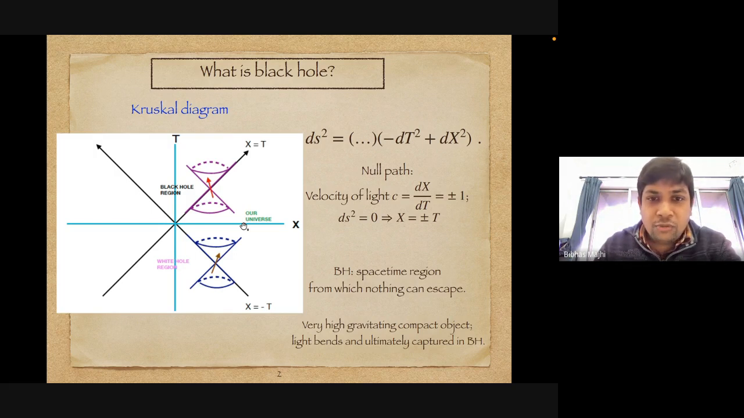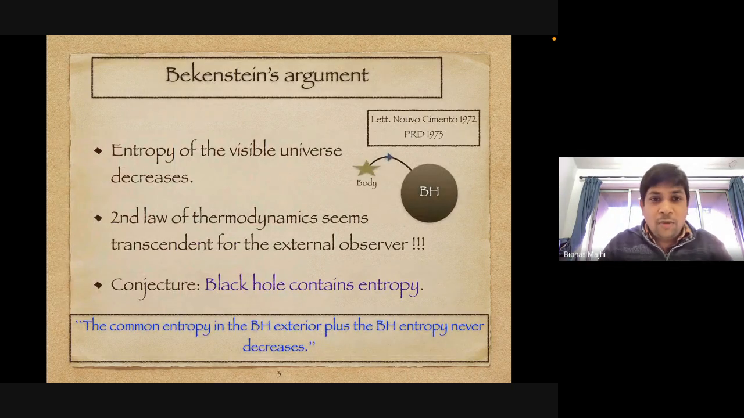Now, in reality, we have a massive object, and it is so compact that even light is attracted towards it, light cannot escape from it. So this is what is called the black hole. Now, if this is so, then there is a problem we will face in terms of the second law of thermodynamics. If a body which has some entropy enters into the black hole, then from our universe, we will see that the entropy of our universe is decreasing. But that is not compatible with the second law of thermodynamics. We know that entropy should always increase in any physical process. So there is a problem.